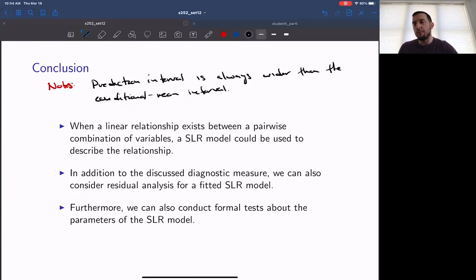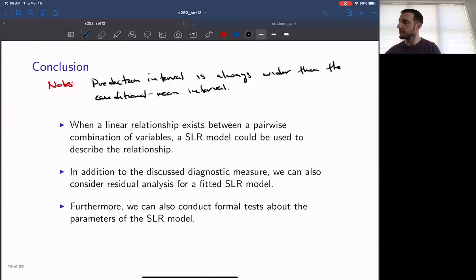Finally, for the test about beta 1, you can construct upper tail tests and lower tail tests. You can change the value from 0 to any other constant. So we could test beta 1 equals 2 versus beta 1 greater than 2. But in general, what we are most interested in is the test of no linear relationship. So beta 1 equals 0 versus beta 1 different from 0, because of what that means in the context of what we are studying.